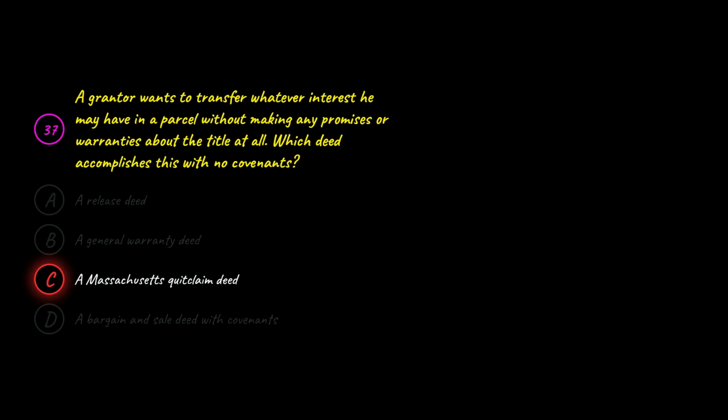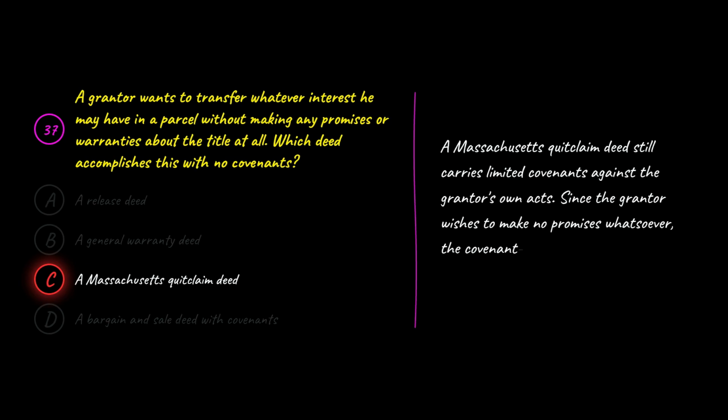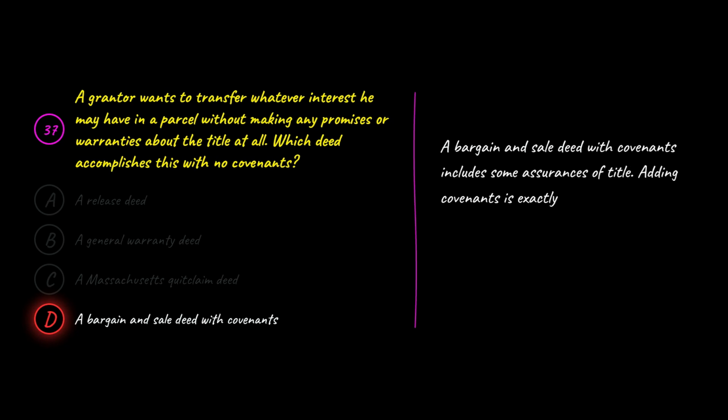C is wrong because a Massachusetts quitclaim deed still carries limited covenants against the grantor's own acts. Since the grantor wishes to make no promises whatsoever, the covenant-free release deed fits better than the quitclaim does. D is wrong because a bargain and sale deed with covenants includes some assurances of title. Adding covenants is exactly what the grantor wants to avoid. So this deed does not match the goal of conveying without any warranty.